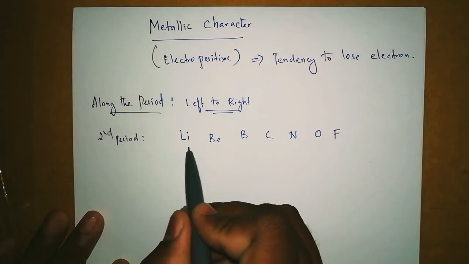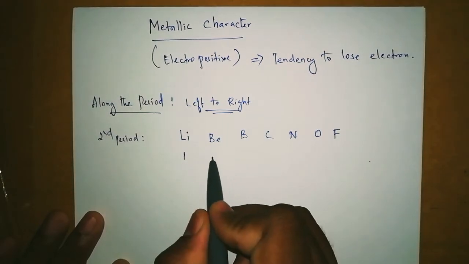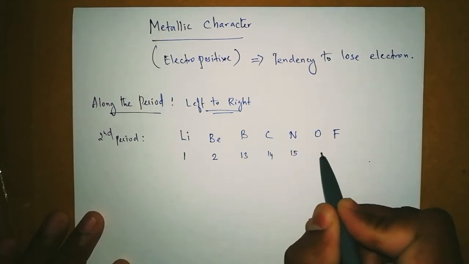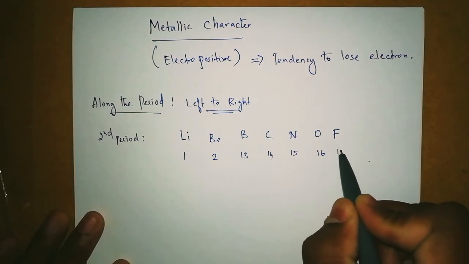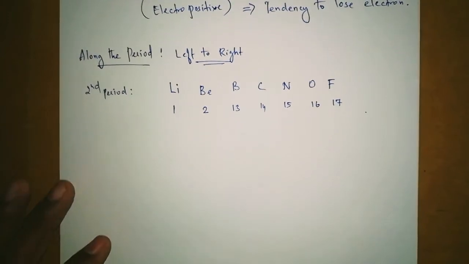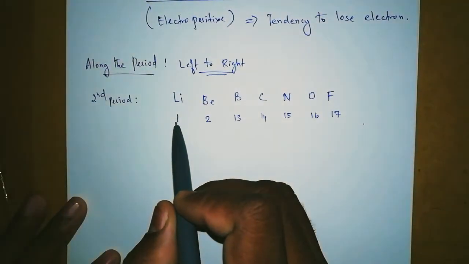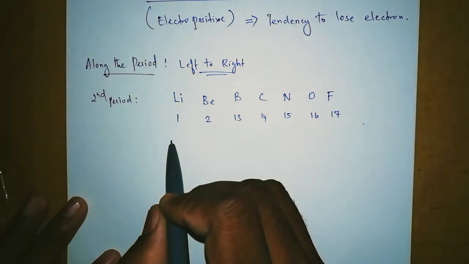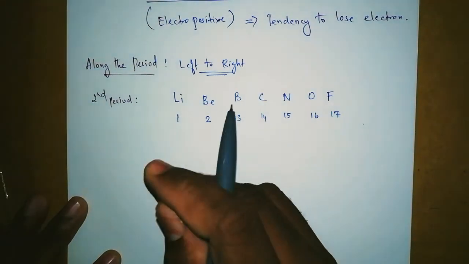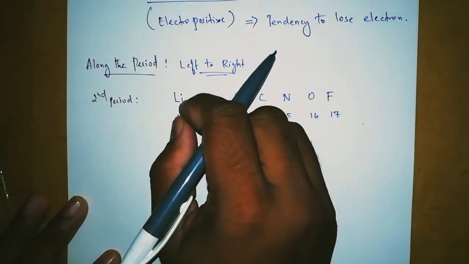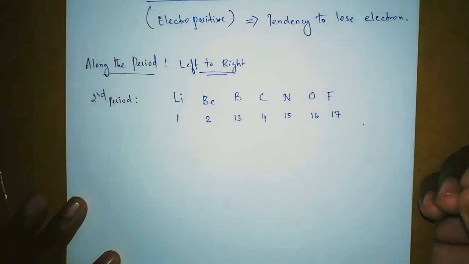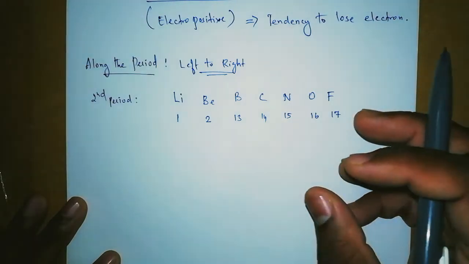Lithium is in the first group, beryllium is in the second group, boron 13, carbon 14, nitrogen 15, oxygen 16, and fluorine 17. These are the groups mentioned here. So what we are learning from here is that lithium is an alkali metal. As we know, alkali metals are strongly electropositive. What does that mean? They donate an electron just like that. Take a lithium metal and put it inside water, what happens? It burns vigorously, or reacts vigorously.